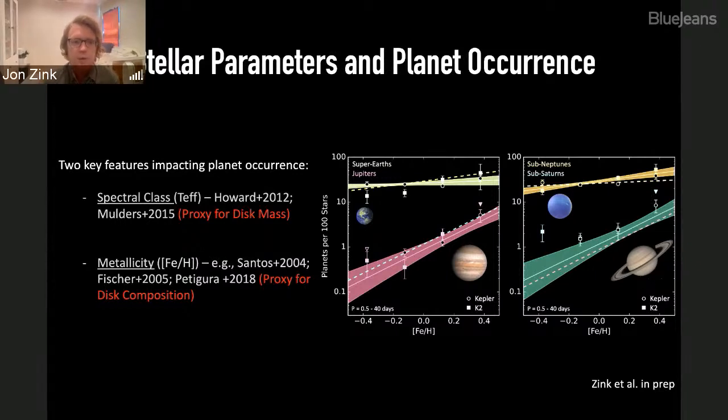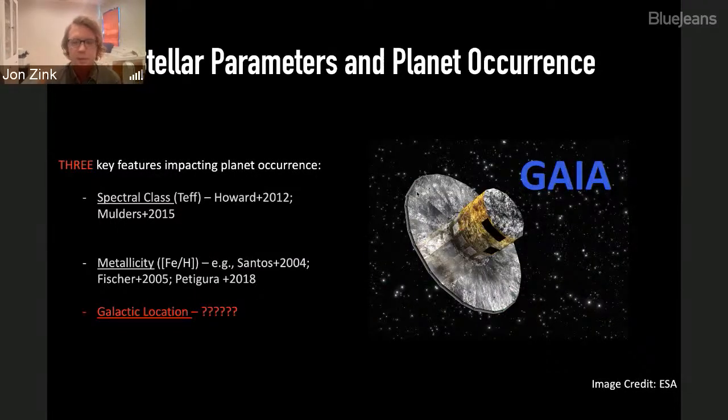So these were 2 known features discovered with the Kepler mission previous to my work. And what I want to talk about today is a new parameter, a 3rd feature that we're just starting to be able to think about. And that's galactic location. So this may not be obvious. Why would galactic location matter? And I want to kind of walk through why I think galactic location is an important feature in planet occurrence and therefore planet formation and evolution. And this is really work that's only available now that we have the Gaia sample.